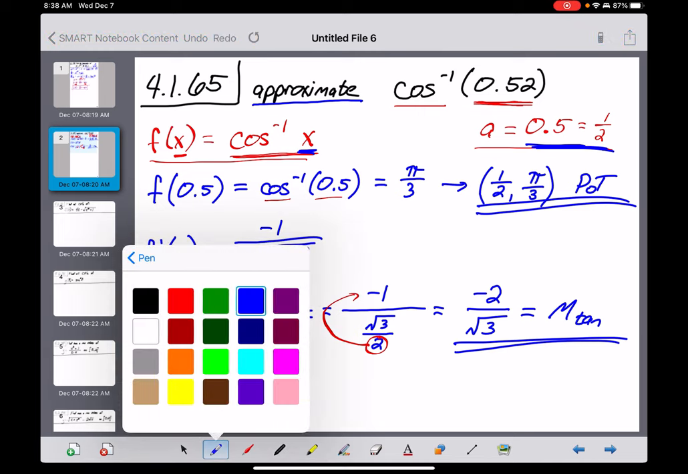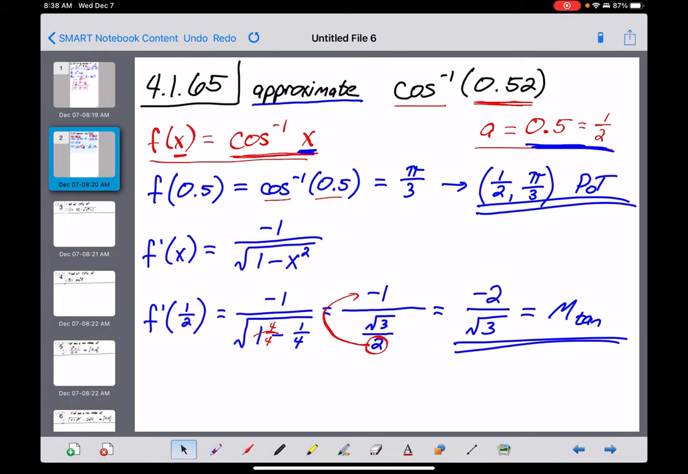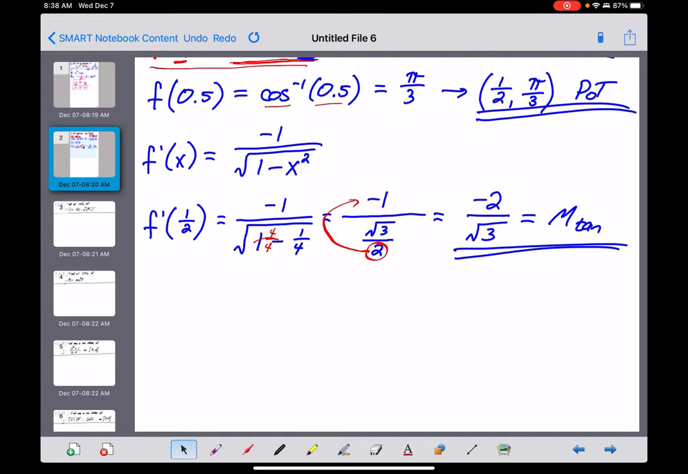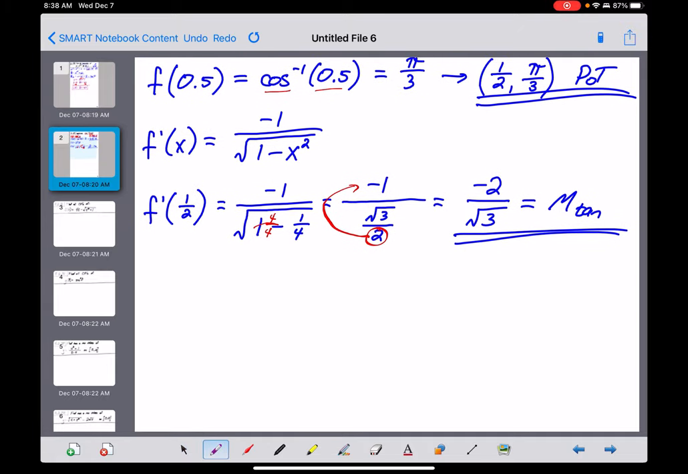So I'm going to go to purple right here. I'm going to move up a little bit right here. Okay, there we go. And let's get started. We've got y minus pi over 3 is equal to your ugly slope of negative 2 over root 3, and then x minus 1/2. Now that's in point slope form.